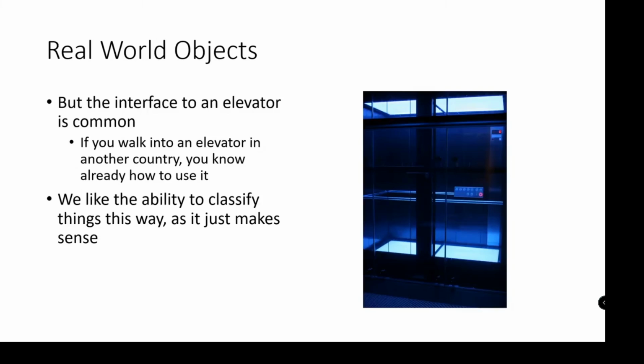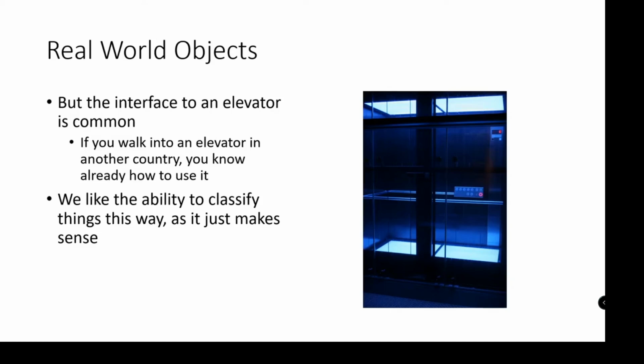So what we have to think about is that is all the same, and the interface is always the same. So if you walk into an elevator in Japan, for example, you'll know how to use it even if you come from the US, because the general idea of how you interface with it is exactly the same. Now, the properties of it may be completely different, but the actual core of an elevator is an elevator. So what we can do is start classifying things this way.